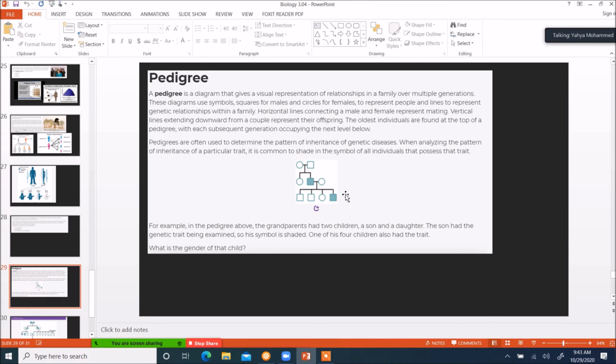Now in this case, we know it's not Y linked because otherwise the father would have had it and the boys would have had it in the children. So this is probably an X linked trait. Does that make sense? Yeah, that makes sense, brother.